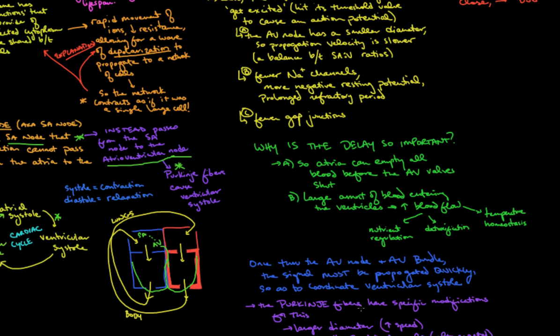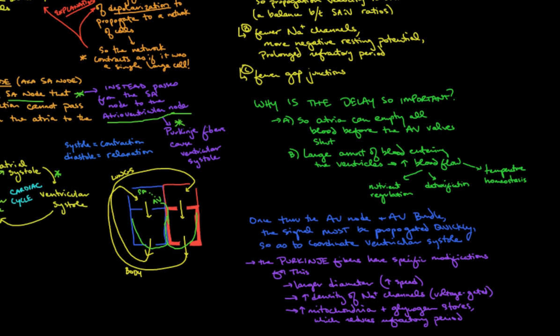And so these Purkinje fibers are those fibers that are coming back up, and they have specific modifications to allow for very rapid transmission of that signal, so that again it works as a network to contract. And so here's that list. It's kind of the opposite list of the AV node. They have a larger diameter, so again you have to trust me, a larger diameter would increase the propagation velocity.